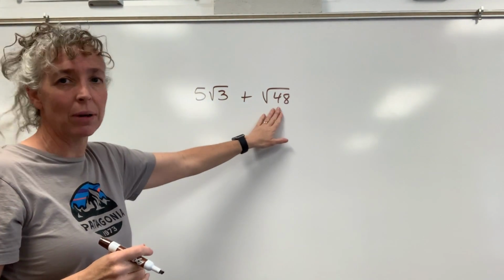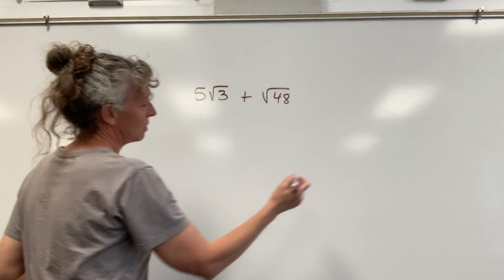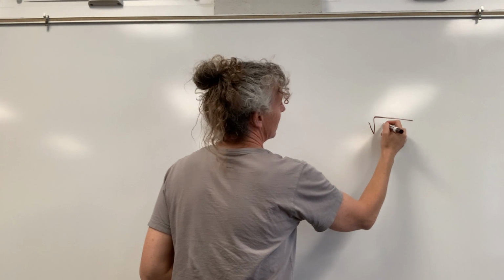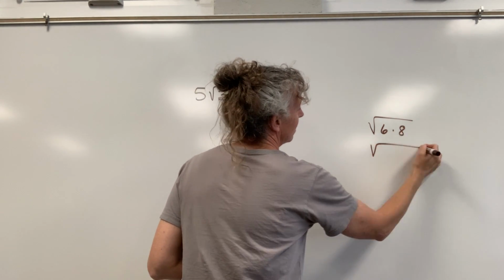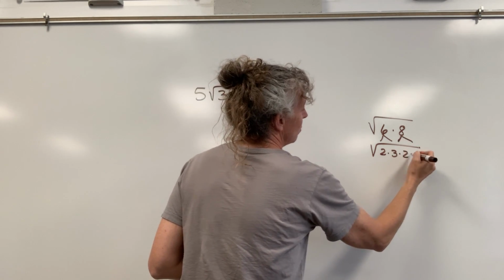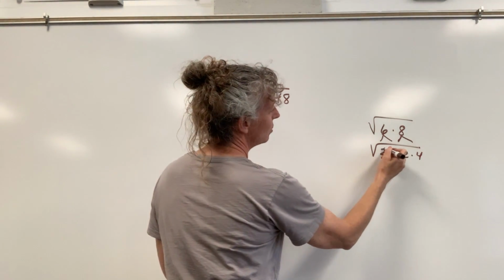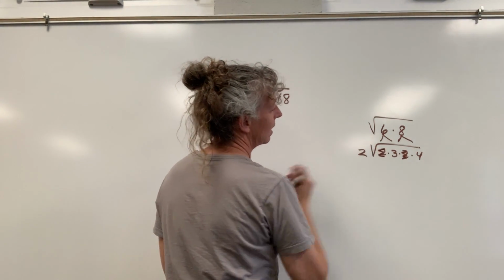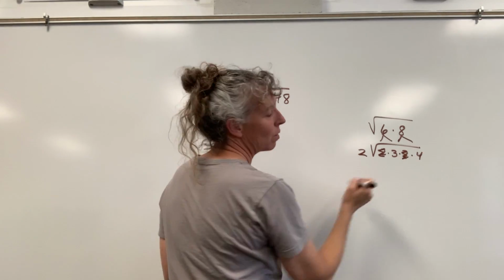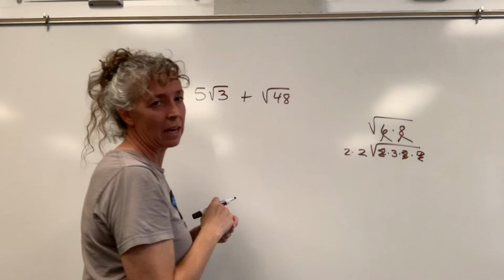These are not like terms, correct? They don't have the same number, but I can simplify this one, okay? So let's take care of simplifying that over here. I got a 48 as a 6 times 8. 6 would be a 2 times a 3, and 8 would be a 2 times a 4, okay? So if I have 2 2's, I can cross them out and bring it outside. I could square root this 4. What's the square root of 4? 2. I can bring that outside. And then I just have a 3.